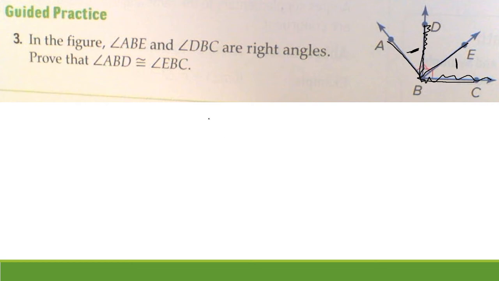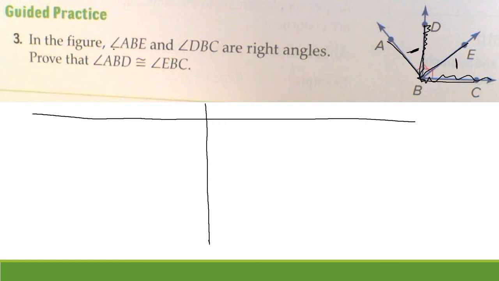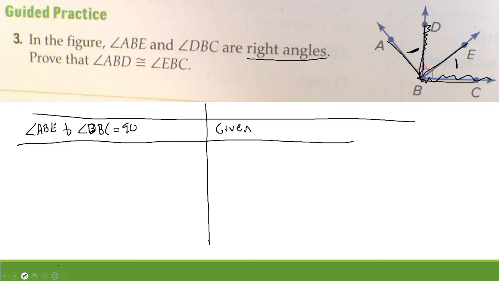So let's start with our two columns here. ABE and DBC equal 90, and that is given because I'm given that they're right angles. And again, right angles means equal to 90. So ABE and DBC is equal to 90. That's my given. Now, if I notice here, those are big angles, so I can break them down into smaller angles, right?